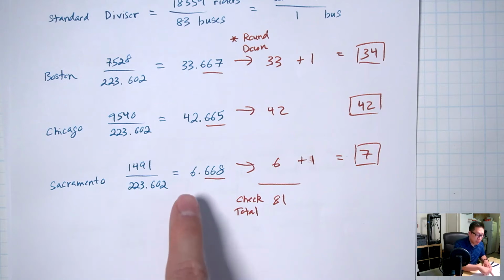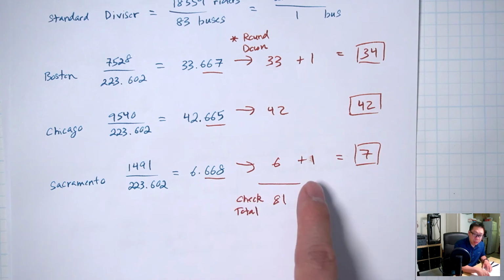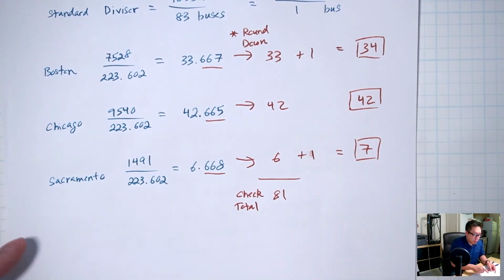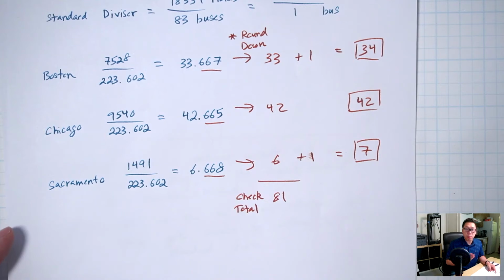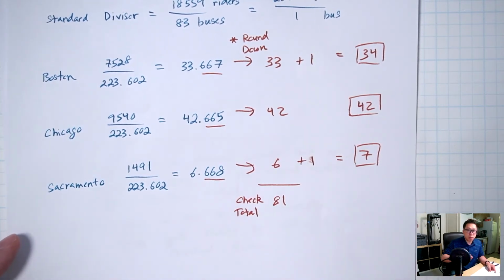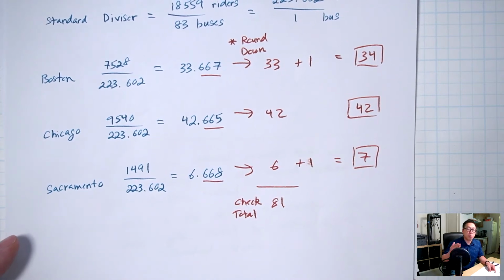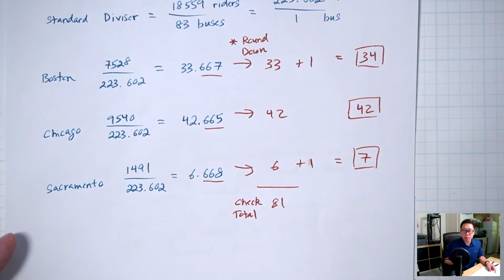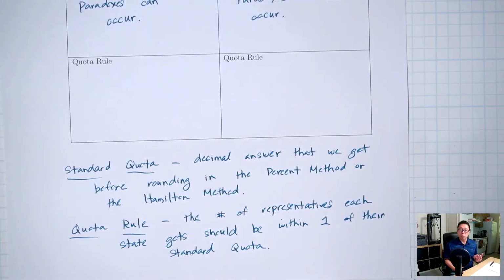So we're okay with 6. We're okay with bumping it up by 1 to 7, which we did, but we're not okay with another bump to 8. Okay? So what we're saying here is that we don't want states to get 2 bumps. We're okay with 1 bump, but not 2 bumps, because if a state gets 2 bumps, then basically they're getting way more representatives than they deserve. Okay, so that's what the quota rule is.